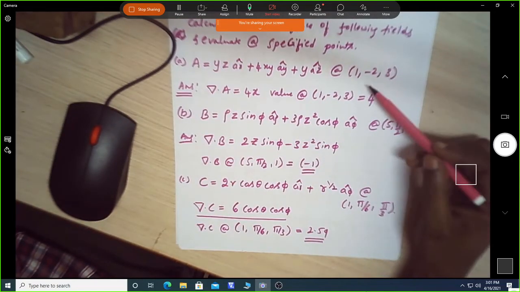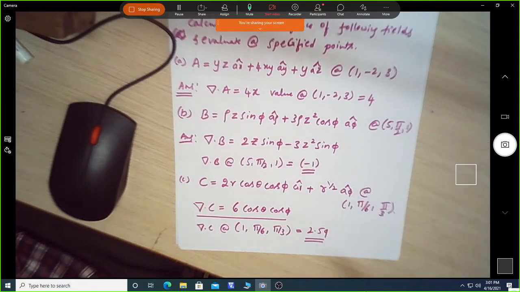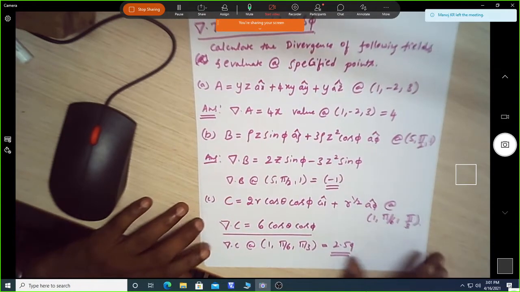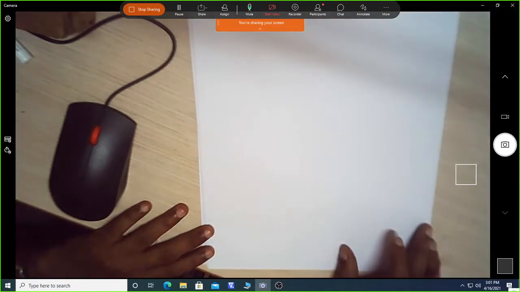So you do it at home, and these are all the answers which I have given. So check it after evaluation. Okay, is it fine? Understood? Any doubt?